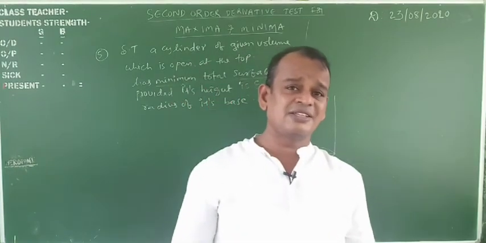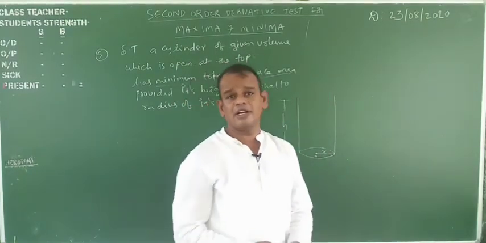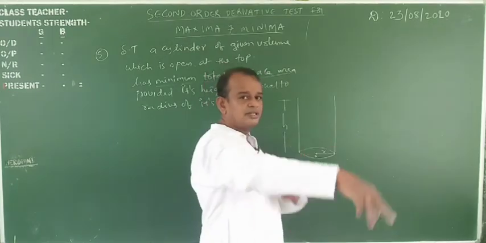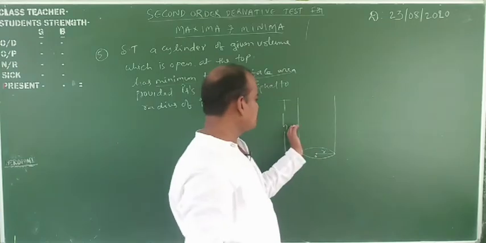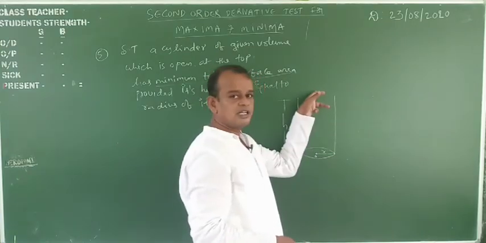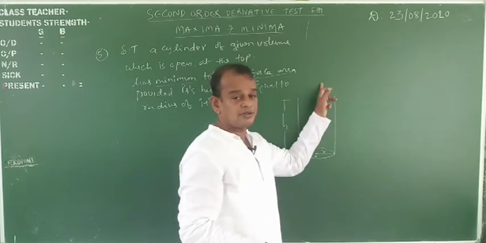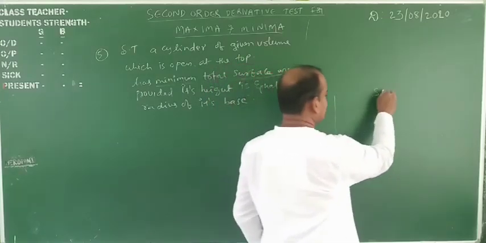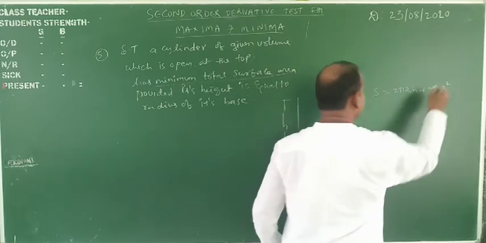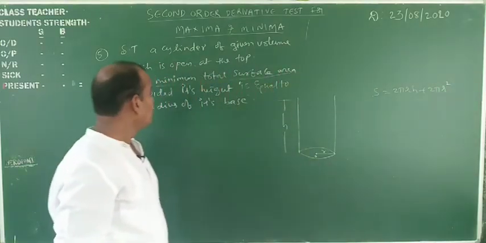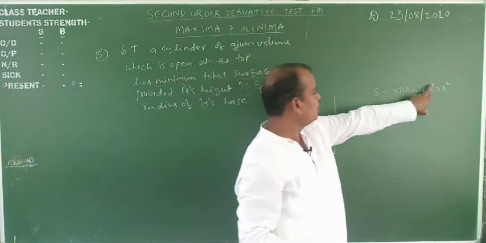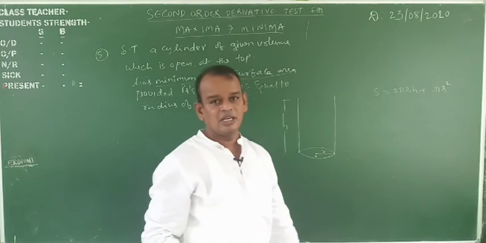2 pi r h plus 2 pi r square. This part, in the form of the circle, gives the perimeter of the circle. This is 2 pi r into h. The area of a circle is pi r square, plus pi r square, that is 2 pi r square. So the total surface area is 2 pi r h plus 2 pi r square. This is the formula actually. But here, open at the top means no circle at the top, so you write only pi r square.